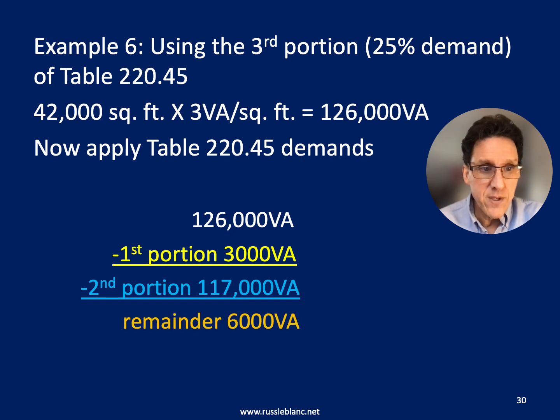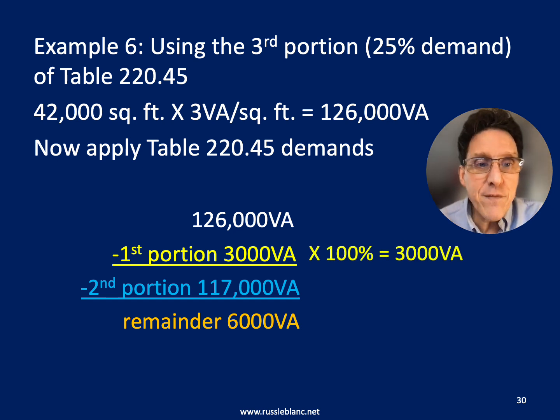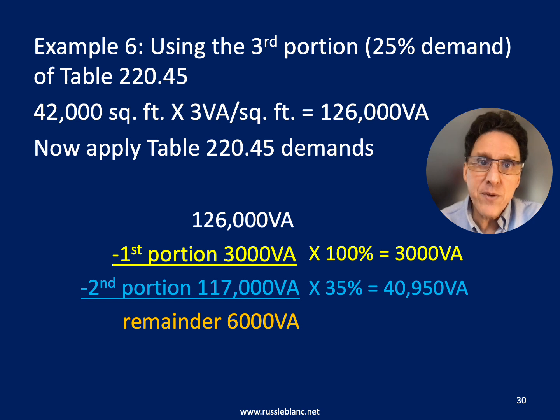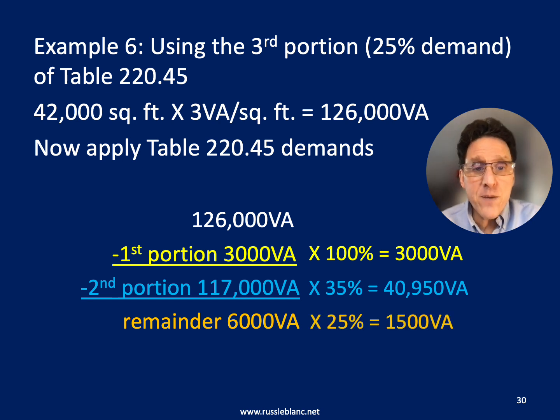And what are we left with? We have 6,000 volt amps left. We've taken out the first 3,000, and we've taken out the next 117,000, so that's 120,000 total, and we're left with 6,000 volt amps. So there's the three portions. That first portion always gets taken at 100%. The second portion always gets taken at 35%. And the third portion gets taken at 25%. Now we have to add all three of these together.